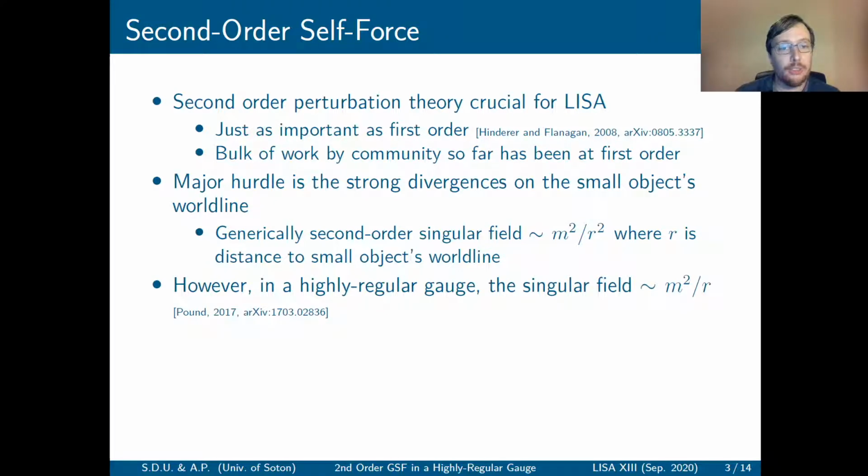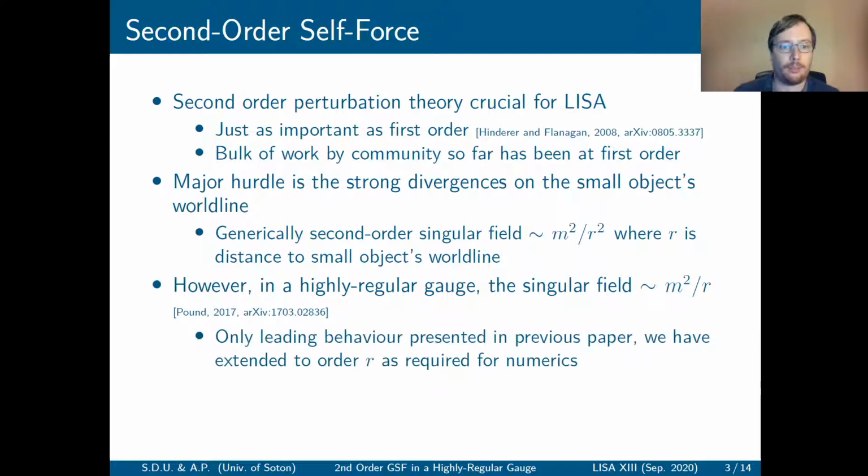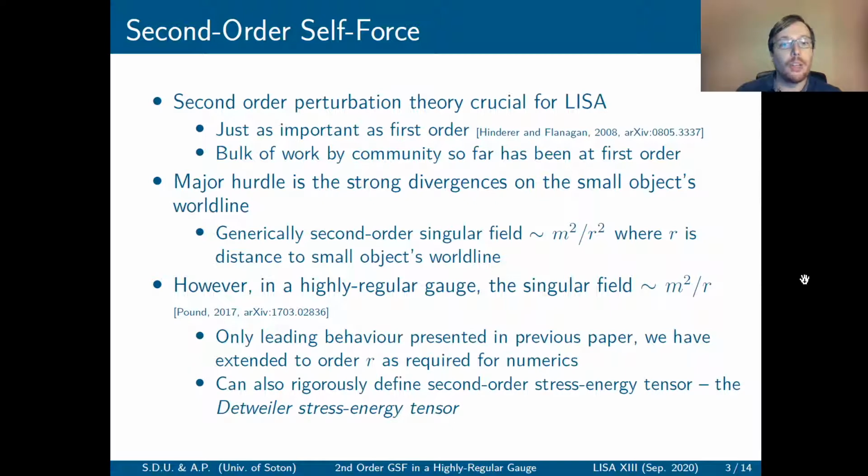However, it was previously shown that there exists a highly regular gauge where the singular field goes like m squared over r. Only the leading order behavior was presented in that previous paper, but we have extended this to order r as required for numerical implementation. Now this less singular structure has a number of nice benefits. Firstly, any numerical implementation will be much quicker, as we don't have to deal with such strong divergences. But also, it allows us to rigorously define a second order stress energy tensor, which we would call the Detweiler stress energy tensor.